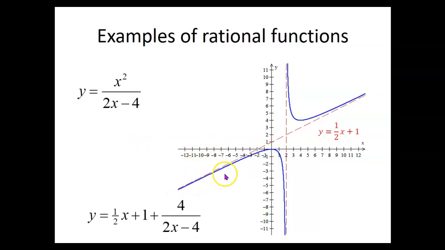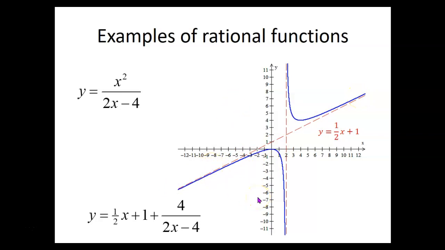Now, the slant asymptote, or the diagonal or oblique asymptote, is the line y equals 1/2 x plus 1. So if you draw in that line with a y-intercept of 1 and a slope of 1/2, that doesn't quite touch the graph, but it comes really, really close to it.